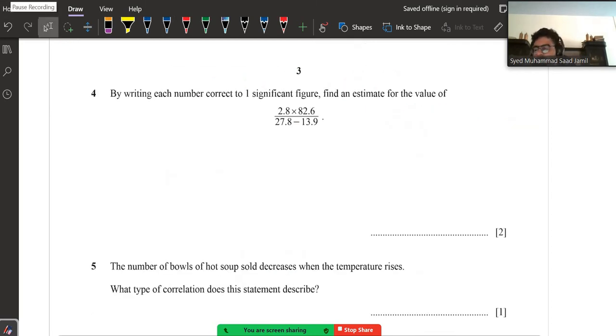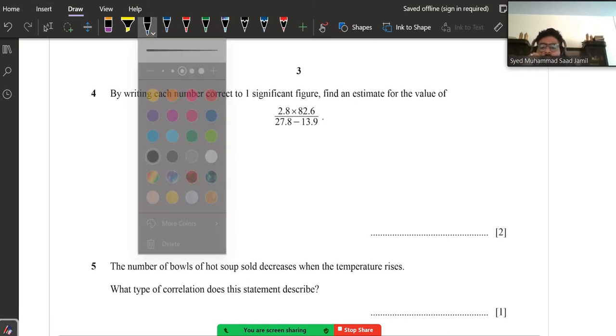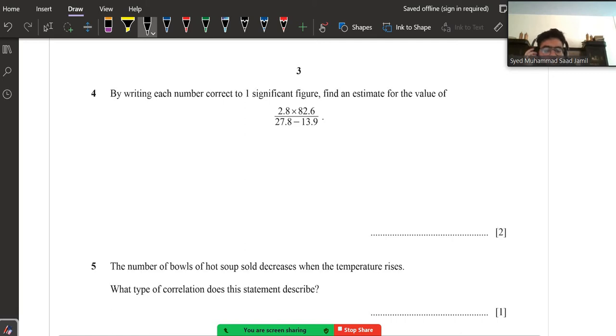Moving on to question number 4, it says by writing each number correct to one significant figure, find an estimate value of, they have given the question. One significant figure means the first number. So the first number is 2.8. After 2, you have the number 8. Therefore, since 8 is greater than 5, you will add 1 to 2. So this becomes 3.